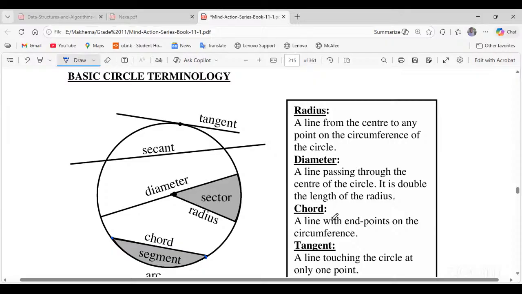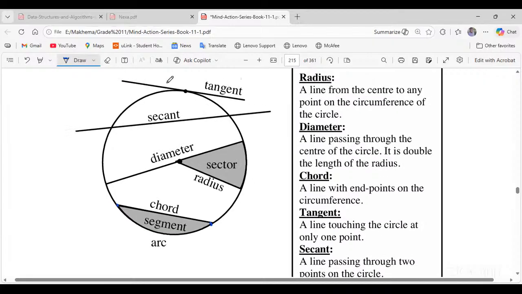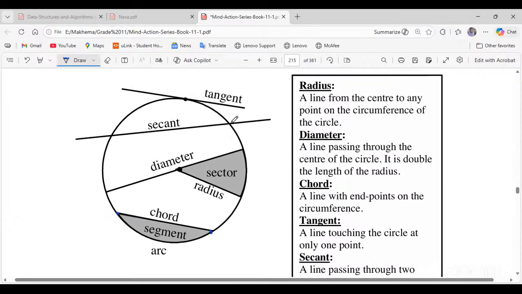Now, let's go for the tangent. The tangent is the line touching the circle at one point on the circumference. This is the tangent, and it touches the circle at one point. We are going to use the tangent a lot in grade 11 Euclidean geometry. Now, what is a secant? A secant is a line passing through 2 points of the circle. It doesn't end there. It goes outside of the circle.